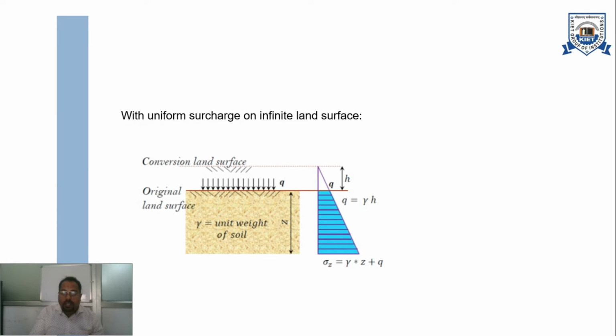When there is a surcharge on the surface of the soil, in such a case we can convert it to an equivalent land surface load. We can convert the load into q equal to gamma h, where h is the depth of the surcharge and q is the intensity of the surcharge. In such a case, the effective vertical stress may be gamma into z plus q, and this q is gamma into h.